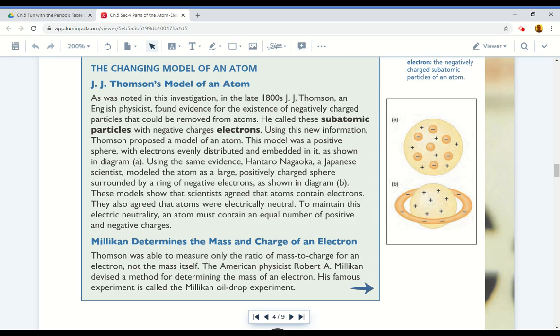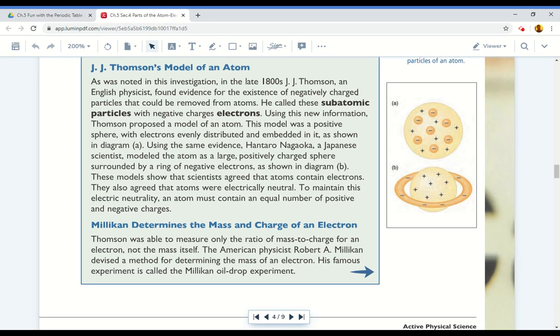These models show that scientists agreed that atoms contain electrons. They also agreed that atoms were electrically neutral. To maintain this electric neutrality, an atom must contain an equal number of positive and negative charges.